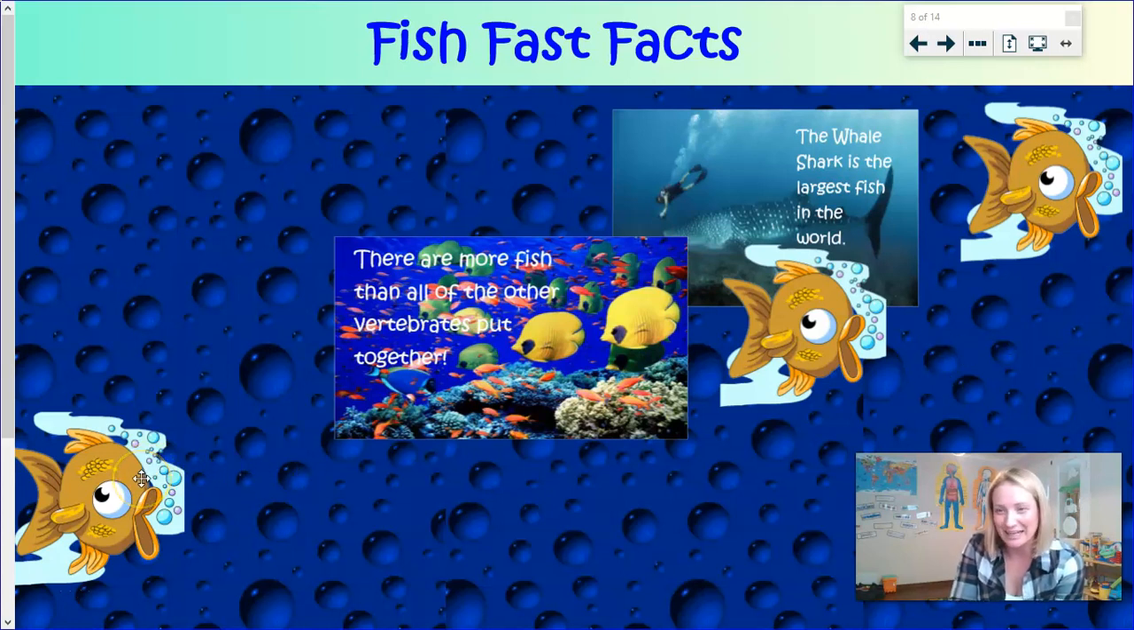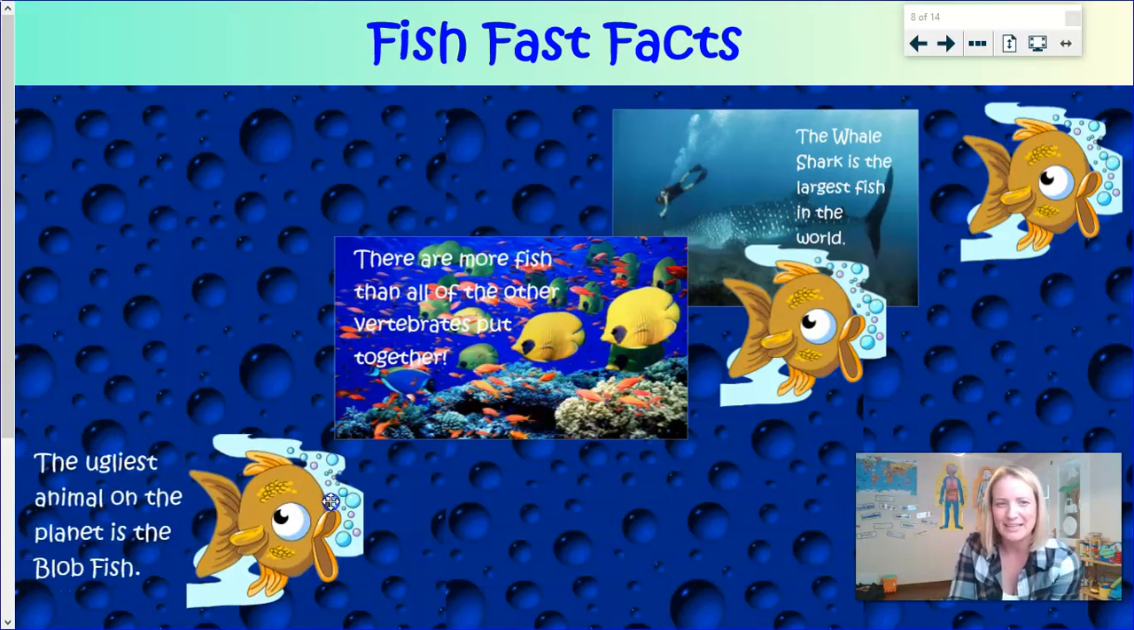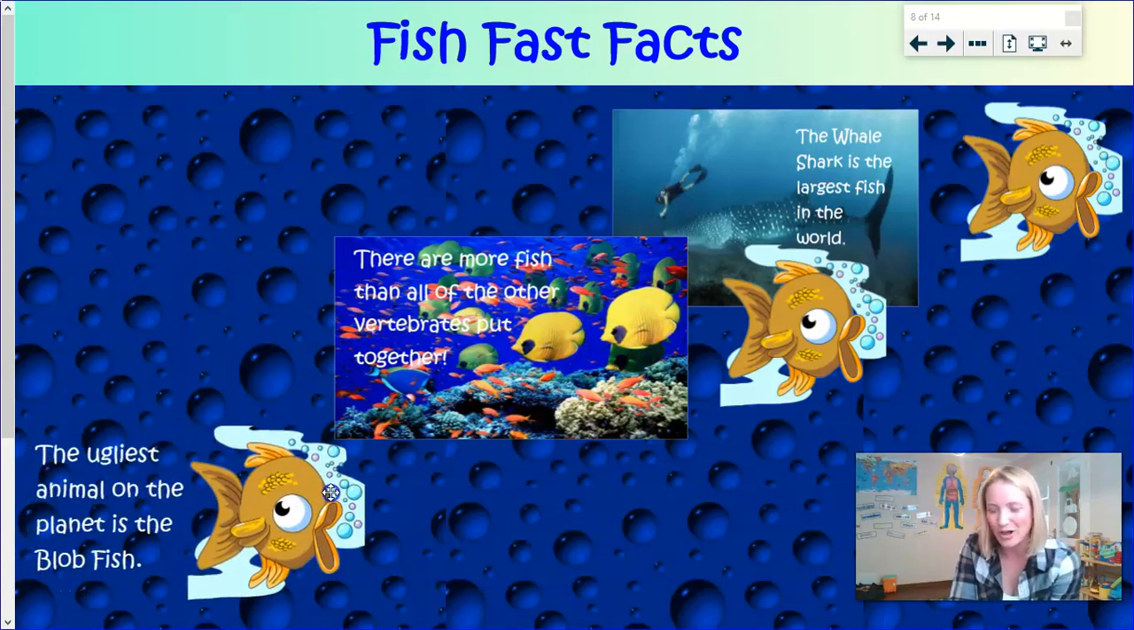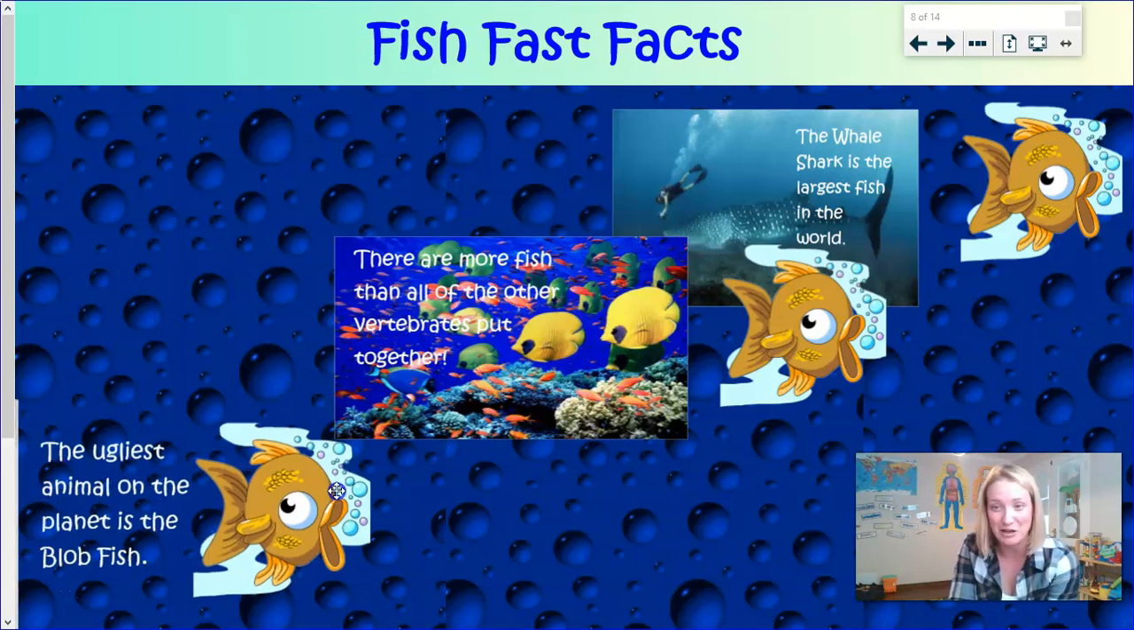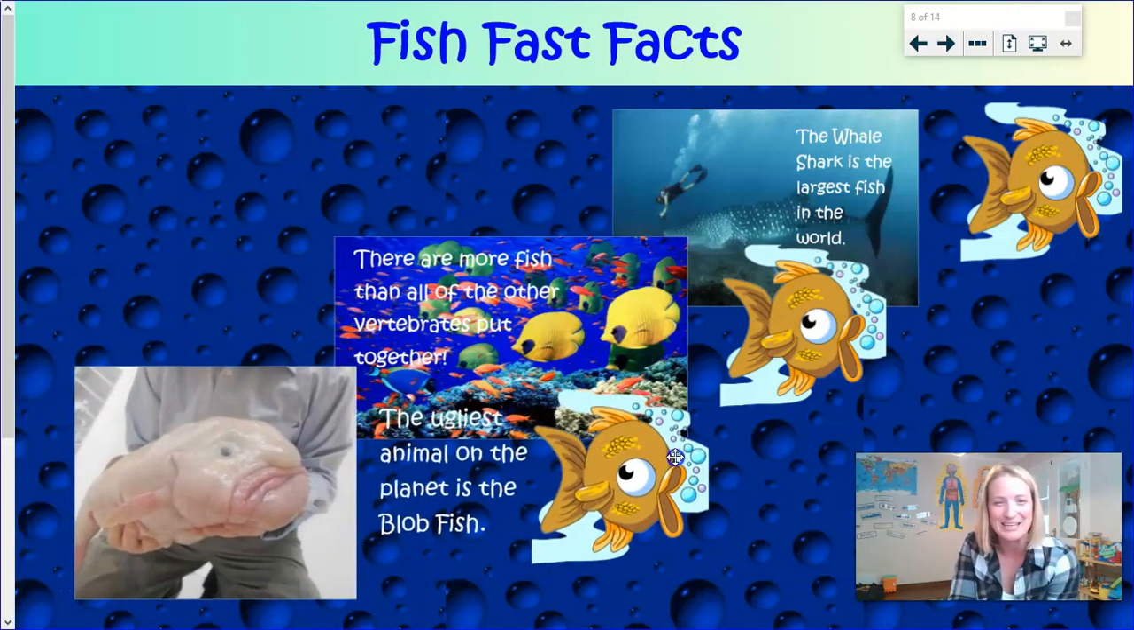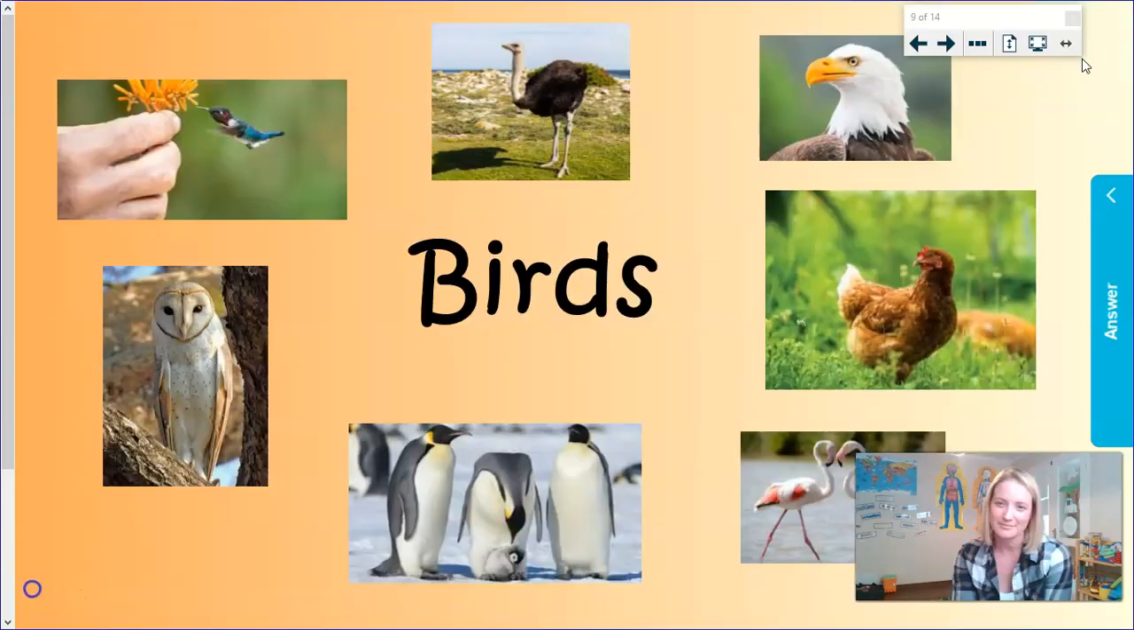And finally, and one of my favorite things I learned, is that the ugliest animal on the planet has been named a fish. It's the blobfish, and I've put a picture here for you to see, and it's a shame. It is rather ugly, isn't it?